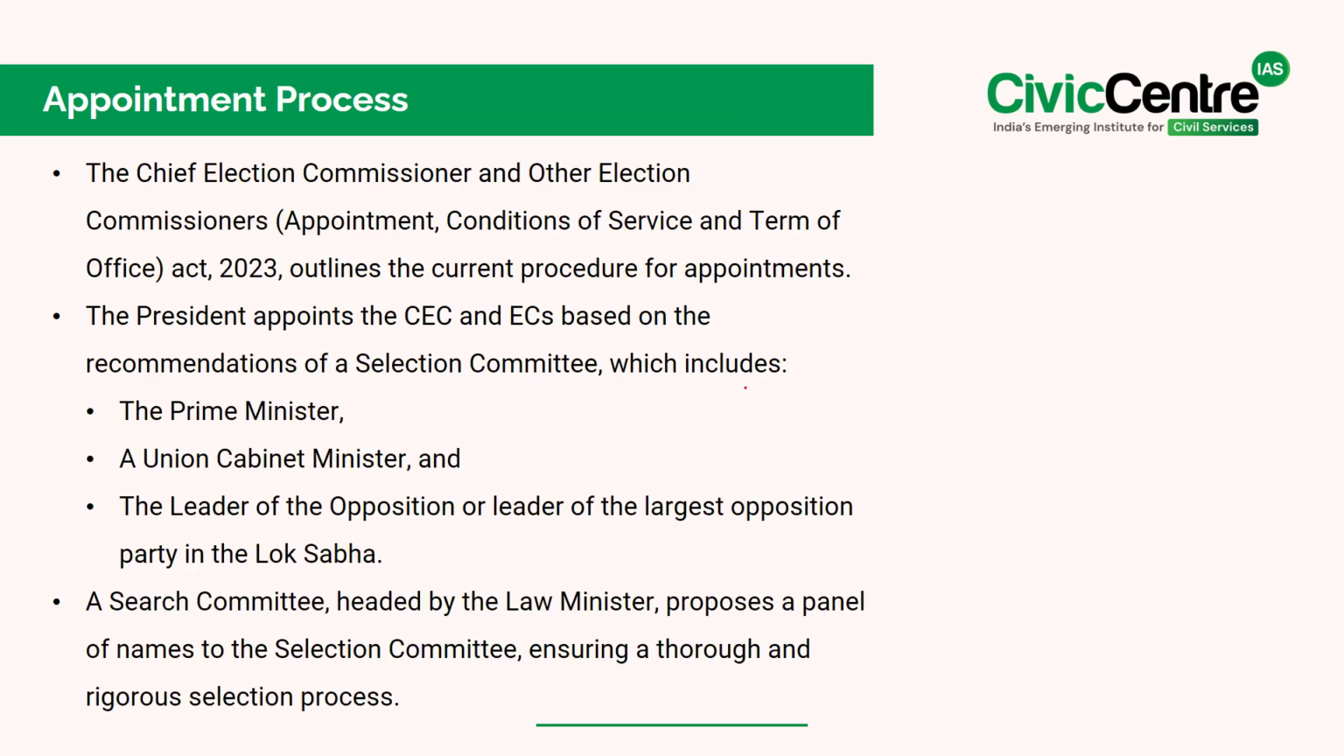If we have to look at the appointment process, see, the Chief Election Commissioner and Other Election Commissioners (Appointment, Conditions of Service and Term of Office) Act of 2023 outlines the current procedure for the appointments. So the President appoints the CEC and the ECs based on the recommendations of a selection committee, which includes the Prime Minister, a Union Cabinet Minister, and the Leader of Opposition or the leader of the largest opposition party in the Lok Sabha. Furthermore, a search committee headed by the Law Minister proposes a panel of names to the selection committee, ensuring a thorough and rigorous selection process.